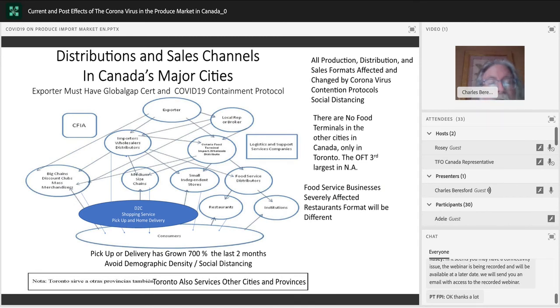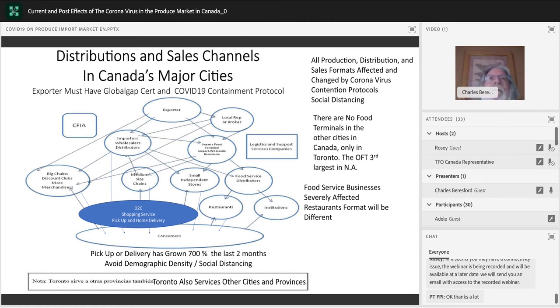That is the new segment that has started to reach the consumers, the direct-to-consumer, which is either by a shopping service like Instacart or pickup and delivery services, right? There are several companies that are doing that. Pretty much all the retailers are doing that now, right? And that's growing tremendously, we keep saying. Even the restaurants are doing that, right? So all production, distribution, and sales formats are affected and changed by coronavirus, containment protocols, and social distancing. All of this chart is affected.